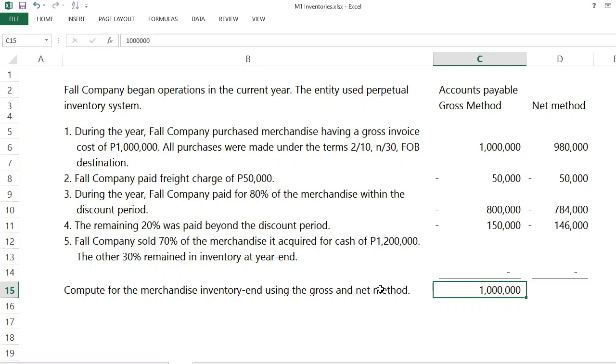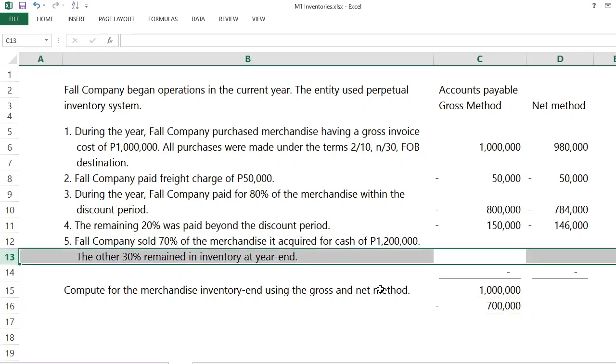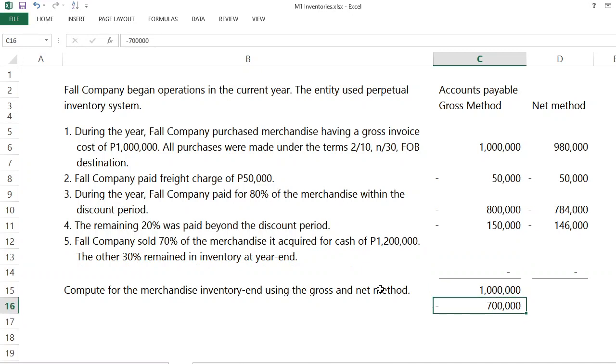Number five, namaligya ta, and that is 70% of our merchandise, and that is 700,000, right? 70% of 1 million. Gibaligya na to ang 700 for 1.2. So, nakaginansya ta mga 500,000 pud, no? And the 30% remained in the inventory end. O, andyan na pala yung clue. 30%. What is 30% of 1 million? So, pwede na ta wala na compute ani. Diba? So, your inventory end is simply 300,000 for your gross method.